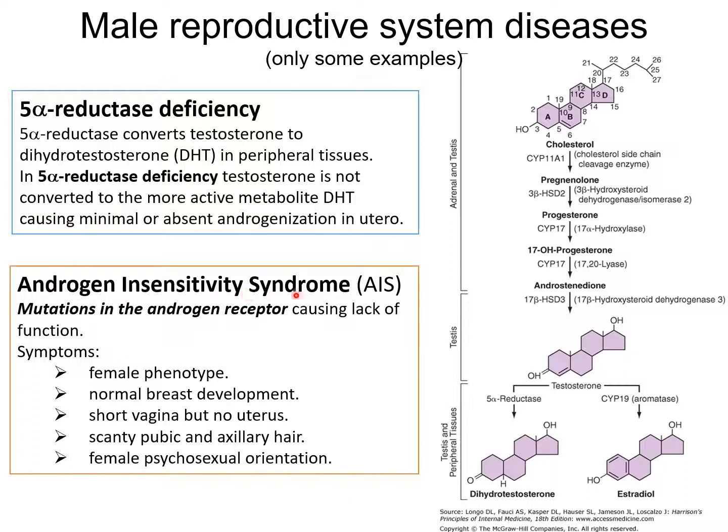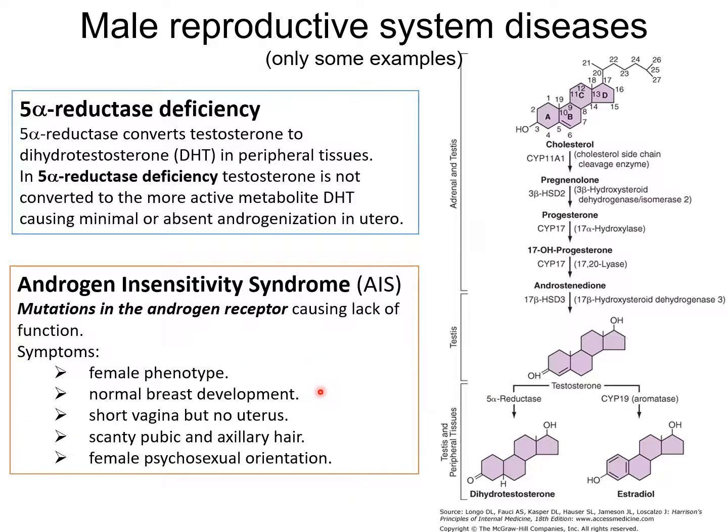With androgen insensitivity syndrome, it's a defect in the androgen receptor. The androgen receptor affects both testosterone and dihydrotestosterone, so you lose all of your testosterone signaling and you basically end up with a female phenotype. You won't have ovaries. Remember from developmental, the SRY gene determines whether you're going to have ovaries or testes. But because you're insensitive to testosterone, you have a female phenotype.